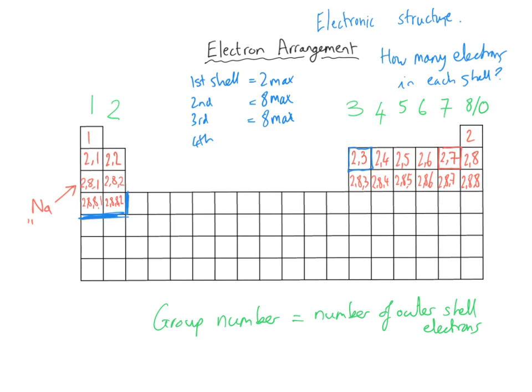And so the group number for any element tells you the number of electrons it has got in its outer shell, sometimes called valence electrons.